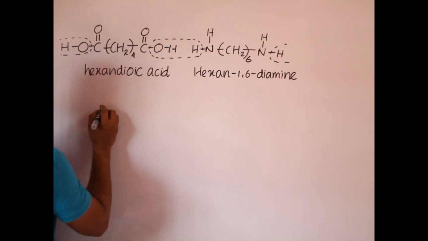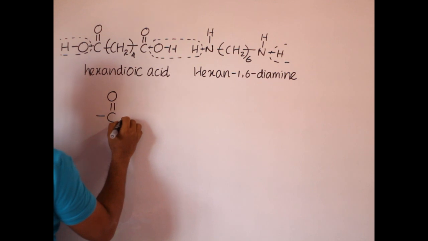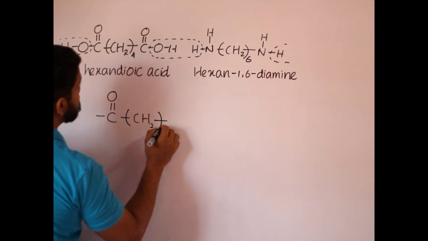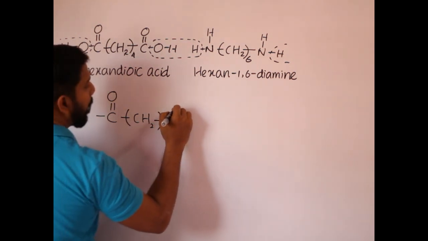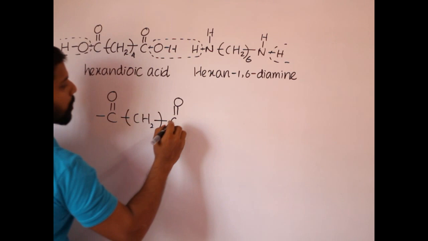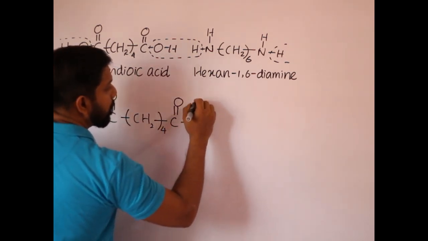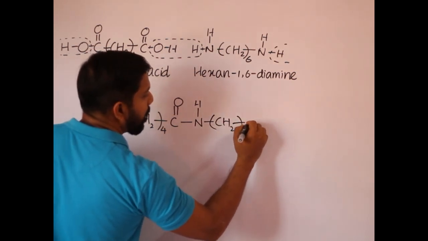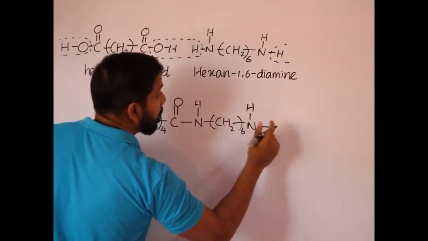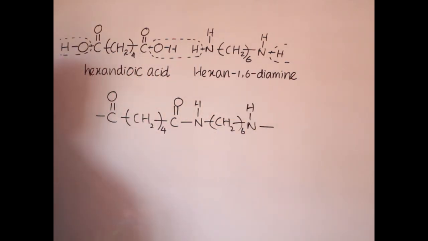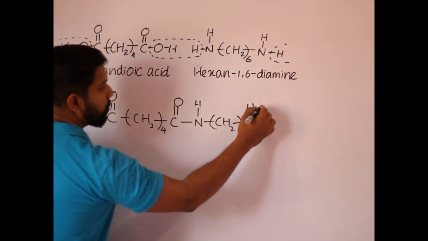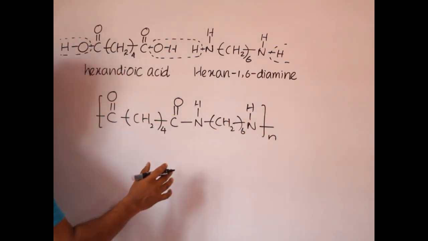Let's draw the repeating unit. You don't have OH group this time because it's removed. You have carbon-oxygen double bond, and here is the core of the molecule, and again carbon-oxygen double bond. Now the amide bond is produced. So you have CH2 6 times and NH, and H from that side is also removed. So here is the repeating unit, and times n we can call it the polyamide.